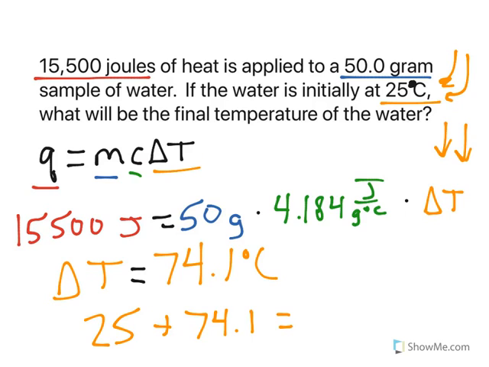And because we're adding, we don't look at sig figs, we look at decimal places. The best answer you can provide here would be 99 degrees Celsius. So what you would have done is, by applying 15,500 joules to this 50-gram sample of water, you would have raised its temperature from 25 degrees to 99 degrees Celsius. So it's just about to boil.